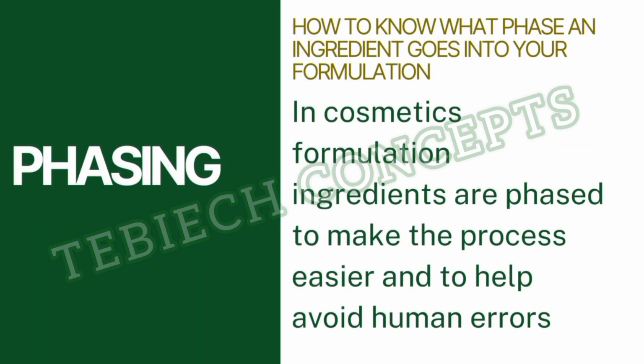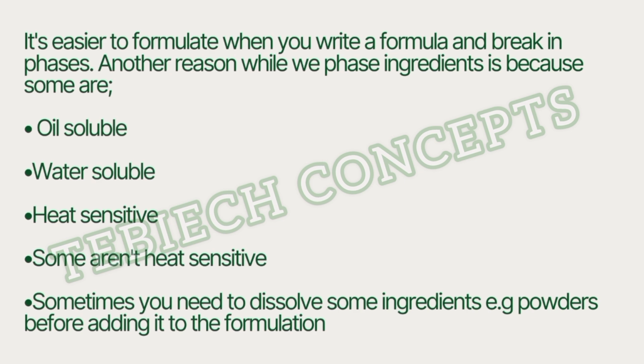Another thing we want to briefly look at is phasing. I believe you must have also been hearing about phasing. You see they say phase A, phase B, phase C, cool down phase, heat phase, and all that. So we are going to talk briefly on phasing. In cosmetic formulation, ingredients are phased to make the process easier and to help avoid human errors. When you phase them, it makes you so organized. It makes you do everything without making mistakes, without any error, without confusion. So it's easier to formulate when you write a formula and break it into phases.